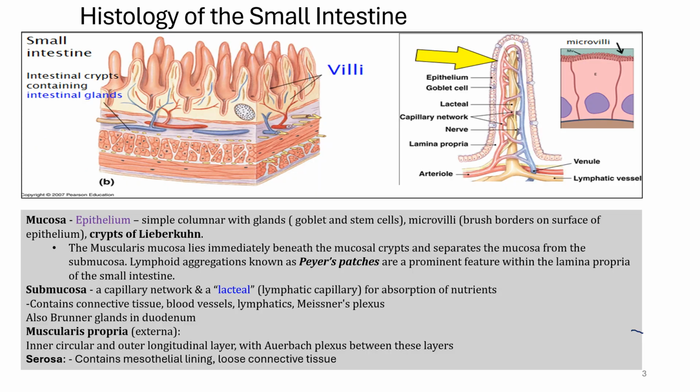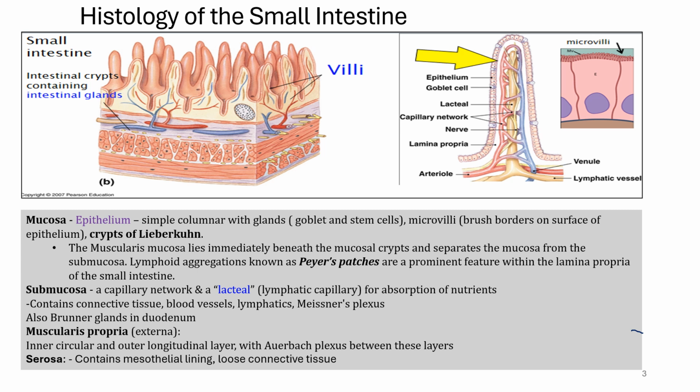So let's talk about the histology of the small intestine. Here you're going to find that the epithelium is going to change from the epithelium of our stomach. In the small intestine, due to the function of absorption, you're going to have simple columnar cells with some glands known as goblet cells and stem cells. You're also going to have microvilli, which is the brush border on the surface of the epithelium, which is going to help with absorption. And you're also going to find some crypts of Lieberkühn.